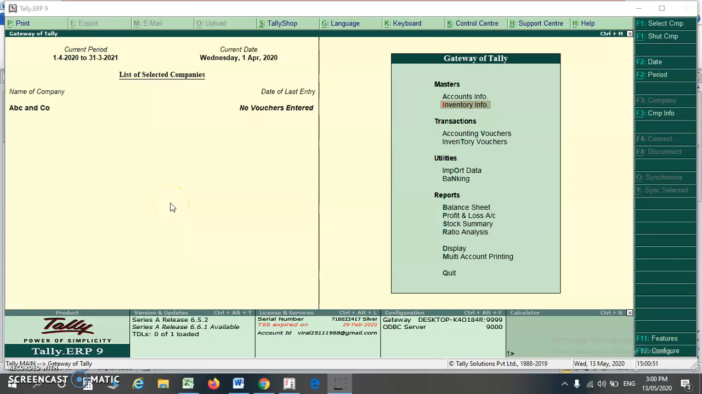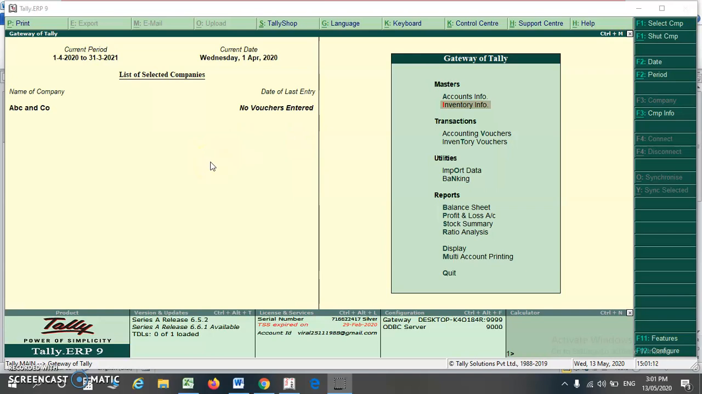Hello friends, today we are going to discuss how to select the current period, that is the accounting year, in Tally, how to make a payment entry and how to make a receipt entry, as well as how to make the contra entry under the Tally software. Let us start with the discussion.